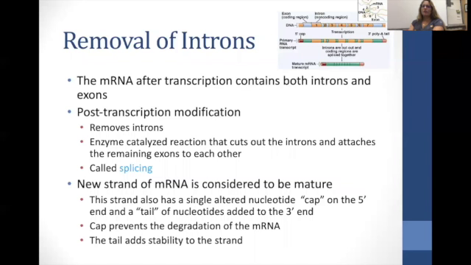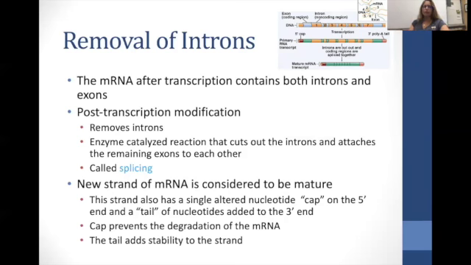At this point, you have a piece of mRNA and it needs to be modified. So we're going to remove those introns, those pieces of information that don't have what we need. So the mRNA after transcription contains both introns and exons. Post-transcription modification removes the introns, and the enzymes catalyzed cut out the introns and glue the exons back together. We call this process splicing. So removing the introns and gluing the exons back together is splicing our mRNA.